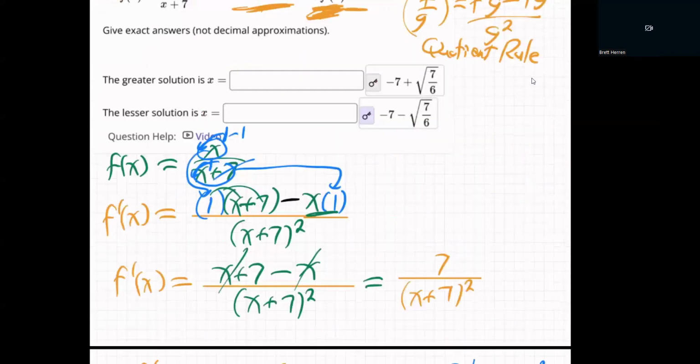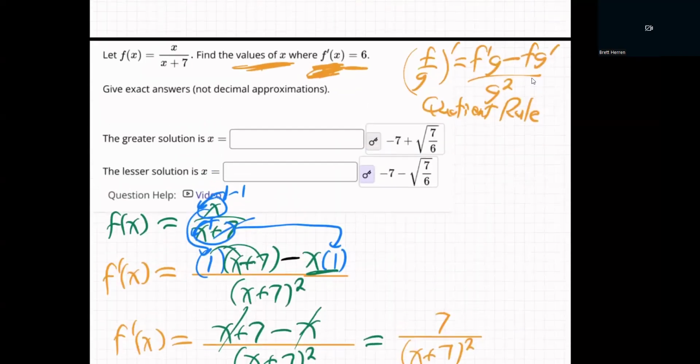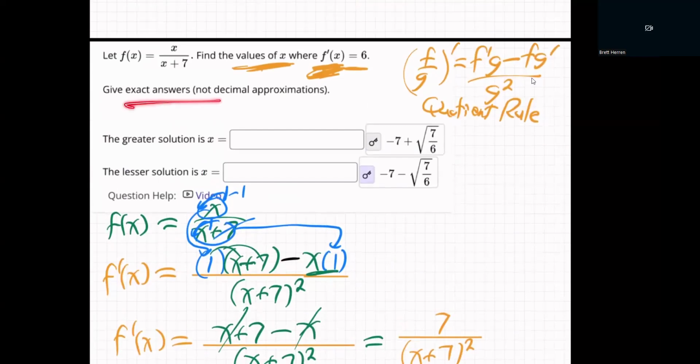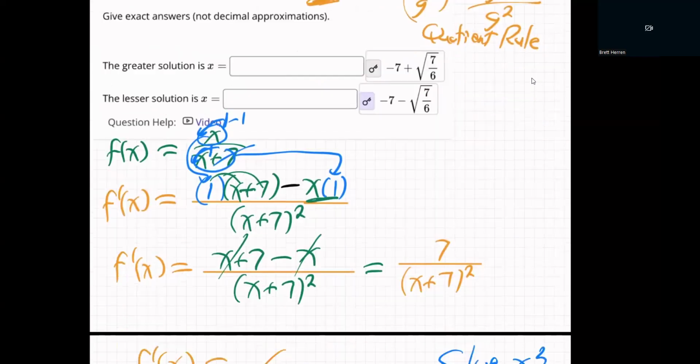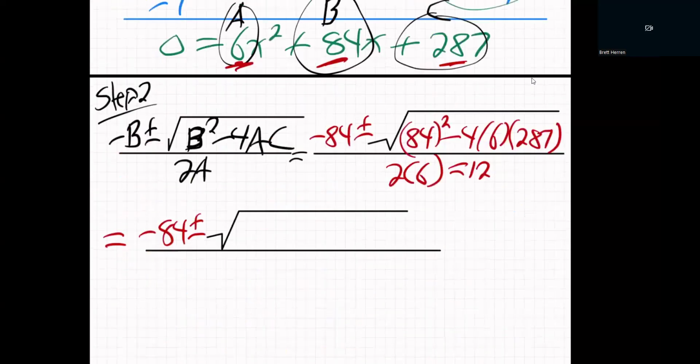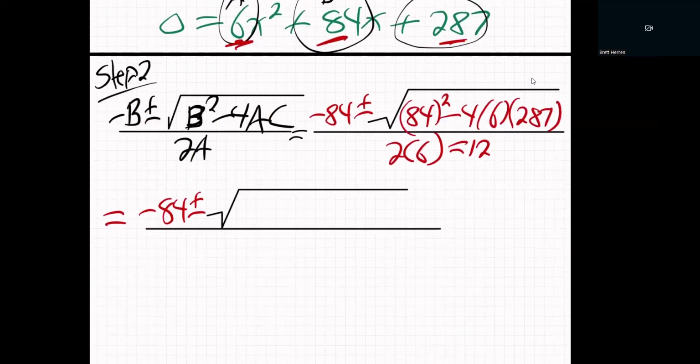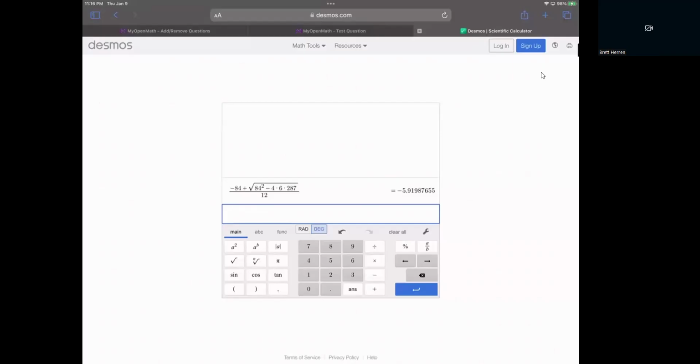Let me see. Let's go back up. Give exact. Yeah, see right here? Give exact answers, no decimals. So, Desmos can still help us. Let's go back. We just can't do the whole thing on Desmos. So just do the square root part.